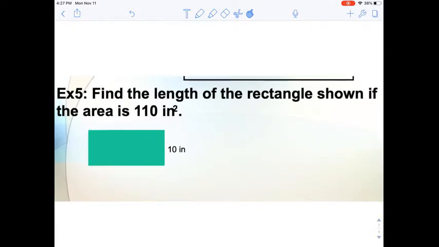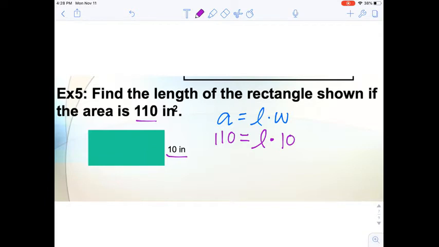Our next example is find the length of the rectangle shown if the area is 110 inches squared. What's the formula for area of a rectangle? Area equals length times width. So again, we're going to plug in what we know. We know the area is 110. We're finding the length, so we're leaving that as L. And it's length times width. Our width is 10.